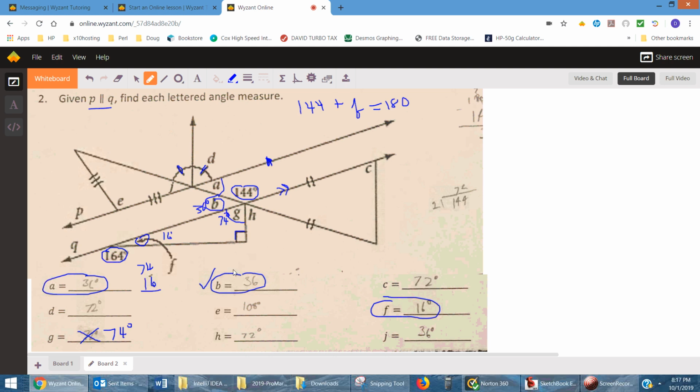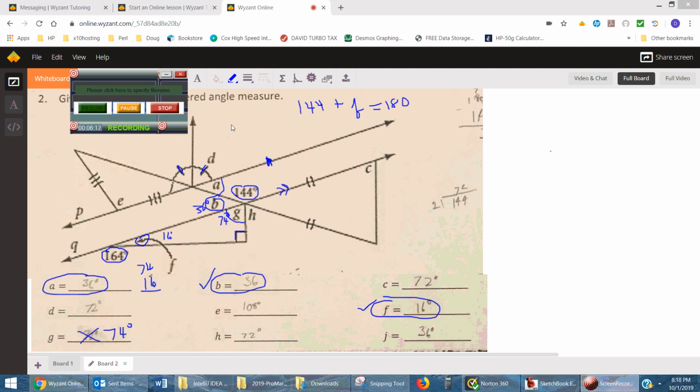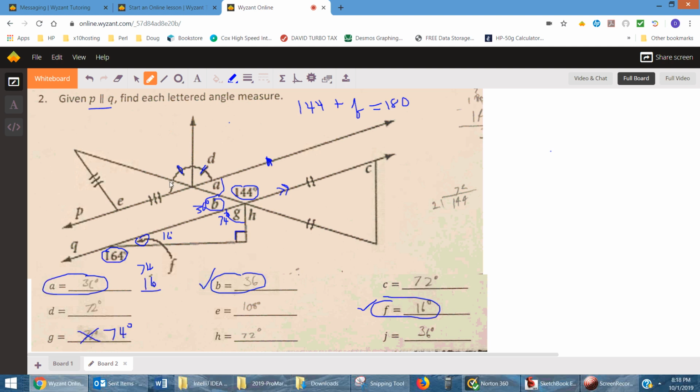Okay, what else have we got? Let's see. We got some corresponding. I'm going to pause the video and make sure I've got these right. Okay, here we go. I was having trouble locating angle J, but angle J and angle A are vertical angles, and vertical angles are congruent. So J has to be 36 degrees. That's correct.